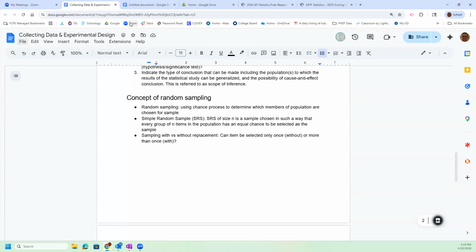If the pieces of paper are the same size, if they all go in the hat, if the hat's mixed up, and if you say that when I take it out, I put it off to the side and go to the next, that's that with or without replacement thing. So if you take nothing else out of this hour-long session, please take the big hat.